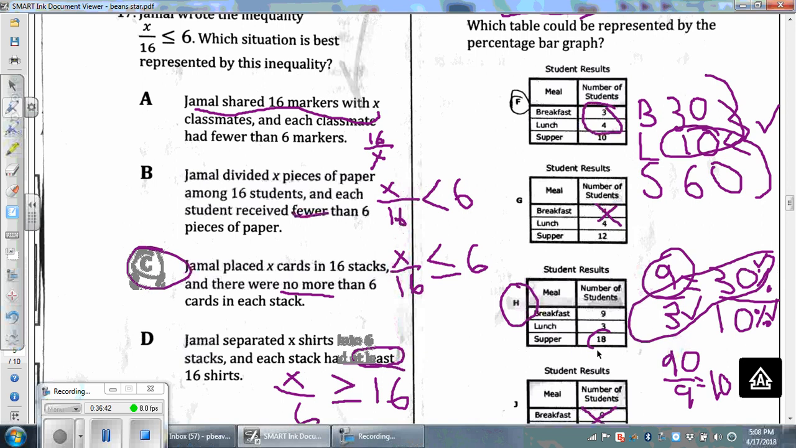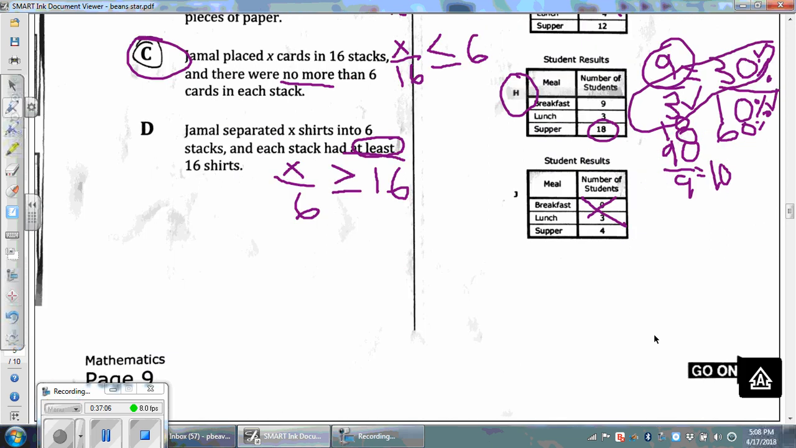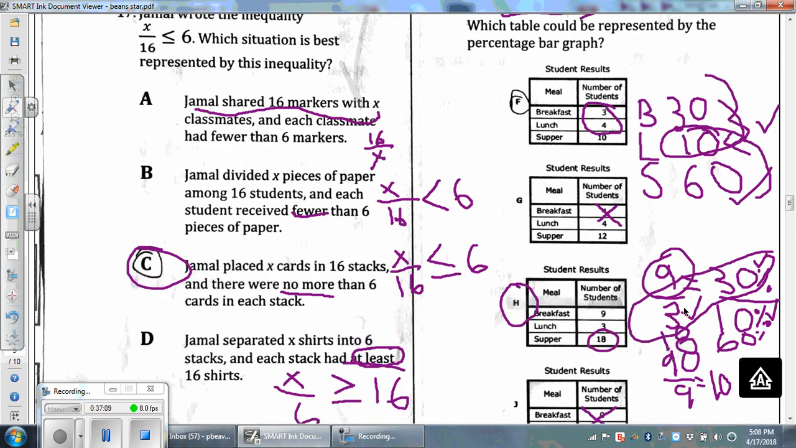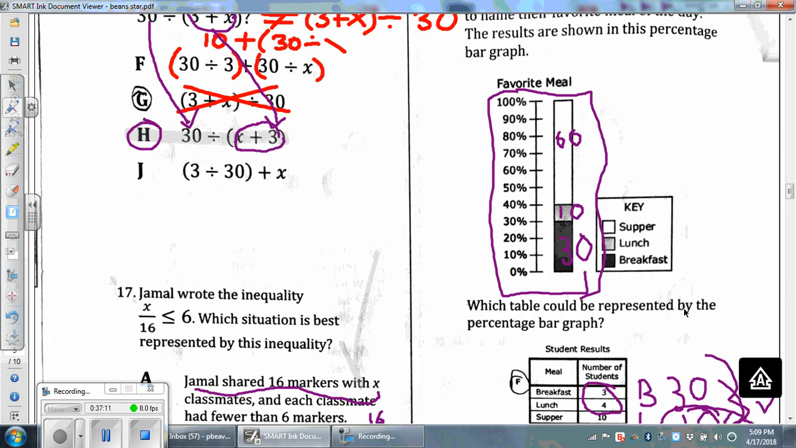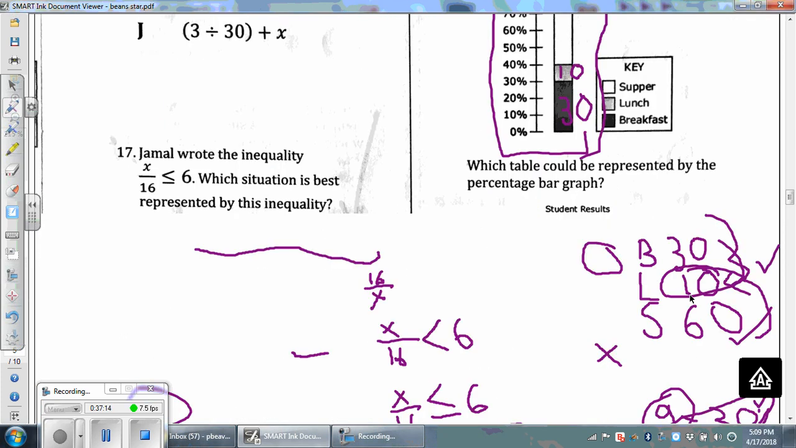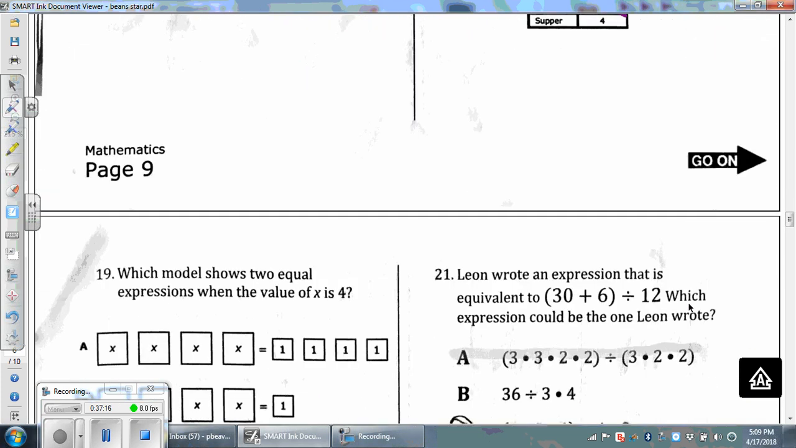And for 18, you can see that if 3 is 10%, then 18 is going to be 6 times. From 3 to 18, you will have to multiply by 6. So 10% multiplied by 6 will give you 60%. And so that's what we had for supper, the percentage of students who prefer to eat supper. I'm not even sure that's the question. Yeah, their favorite meal. Okay.